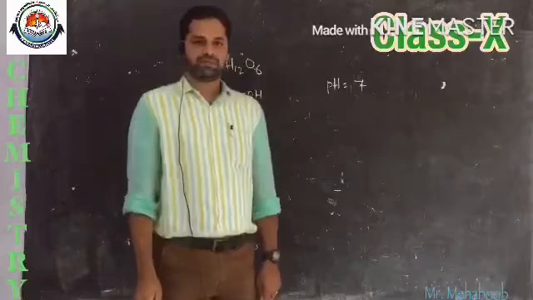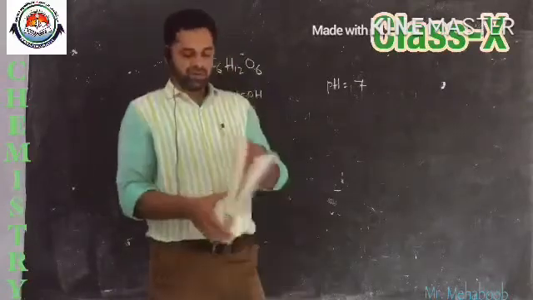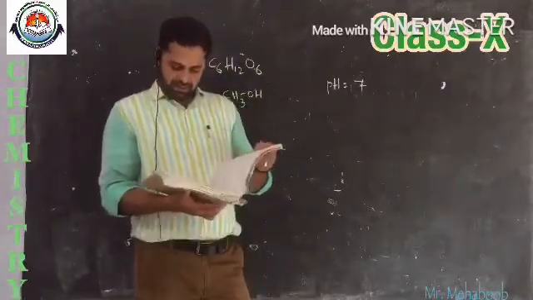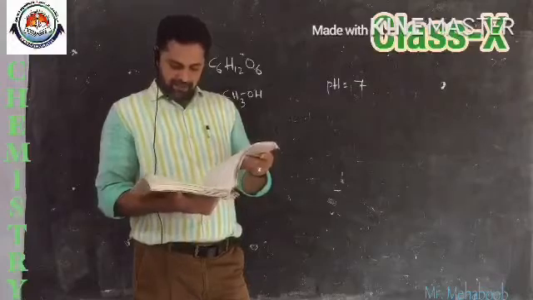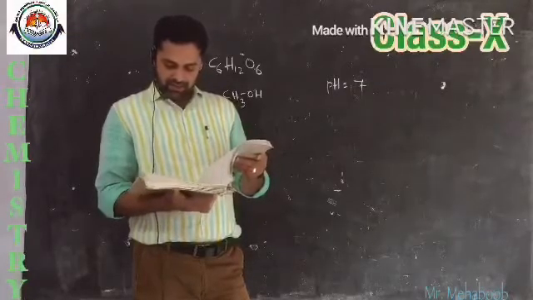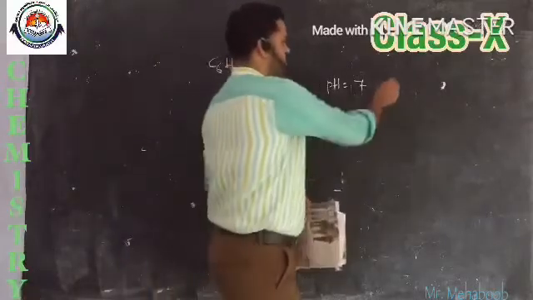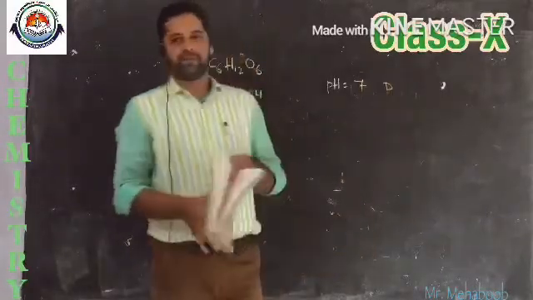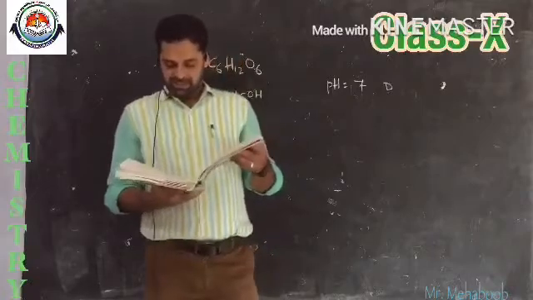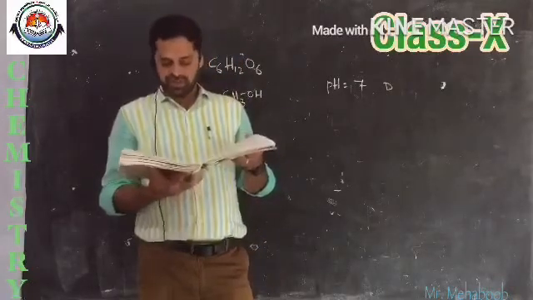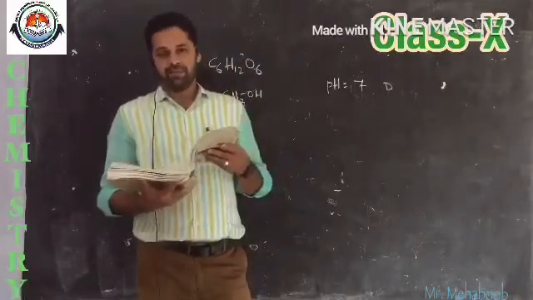For neutral substances, the value of pH is 7. So here it is given A, B, C, D, E. Here which one is 7? That is D, option D. So D, that is neutral. The neutral pH 7, that is D. So D is neutral.